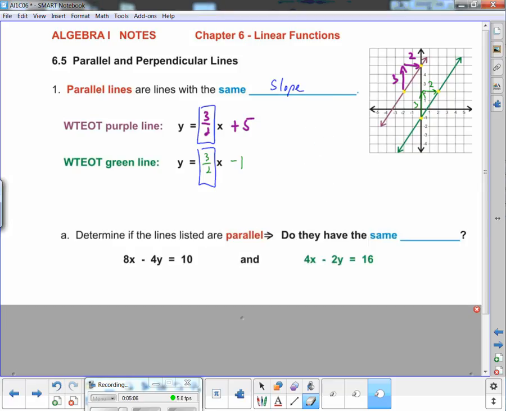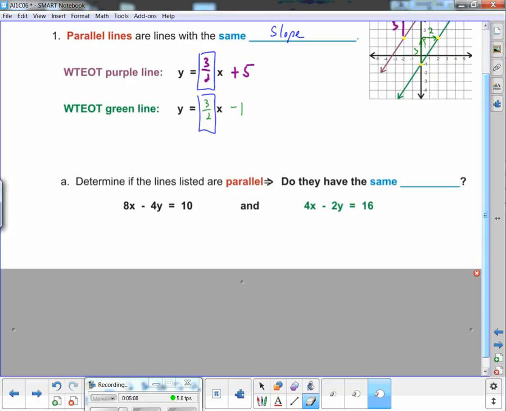All right, here we go. So parallel lines, they have the same slope. So what if you get a question like this? Determine if the listed lines are parallel. Well, of course you're thinking, parallel lines, do they have the same slope?